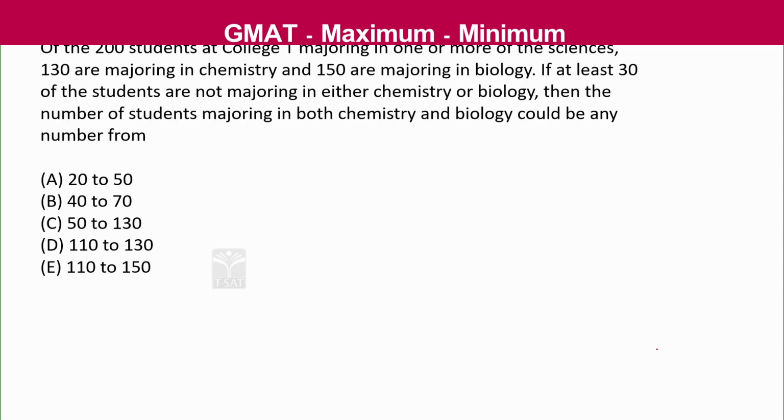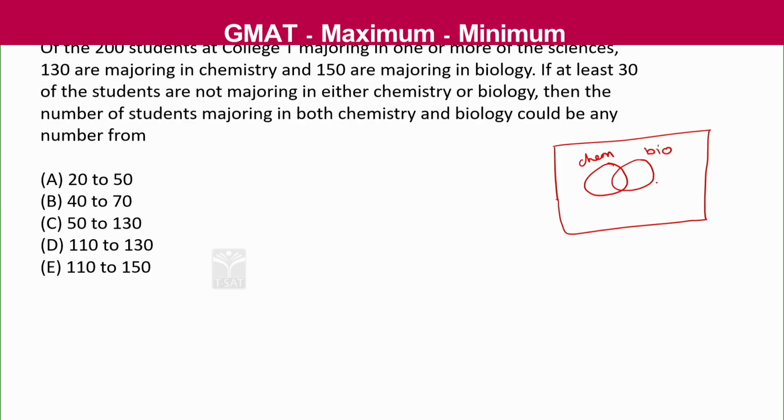Of the 200 students at college T majoring in one or more of the sciences, 130 are majoring in chemistry, 150 majoring in biology. If at least 30 of the students are not majoring in either chemistry or biology, then the number of students majoring in both chemistry and biology could be any number from. We can do this with a Venn diagram. So we have students who are majoring in chemistry and students who are majoring in biology.